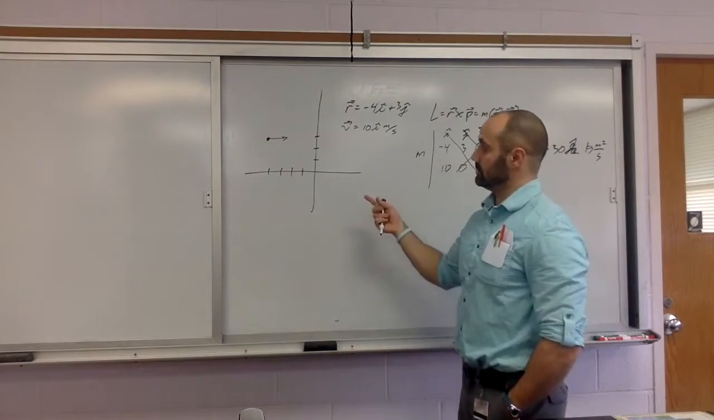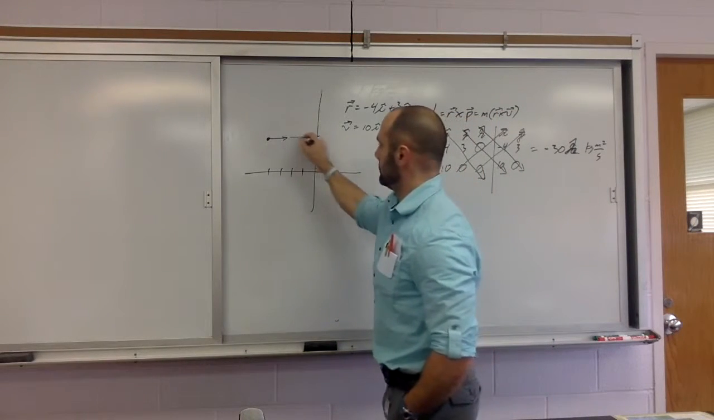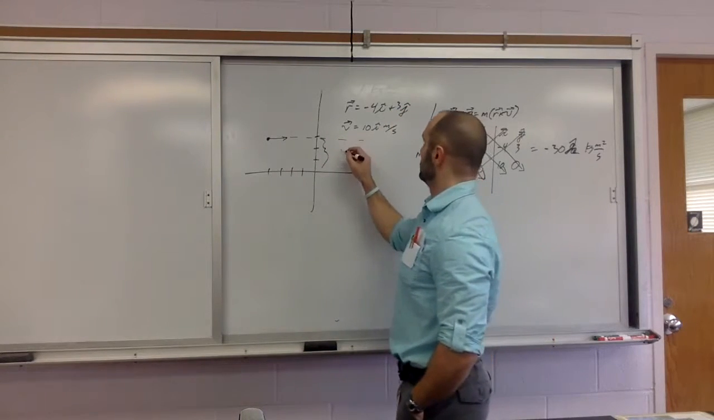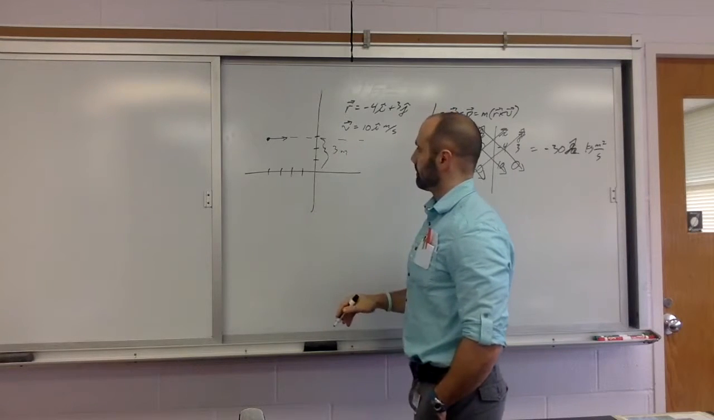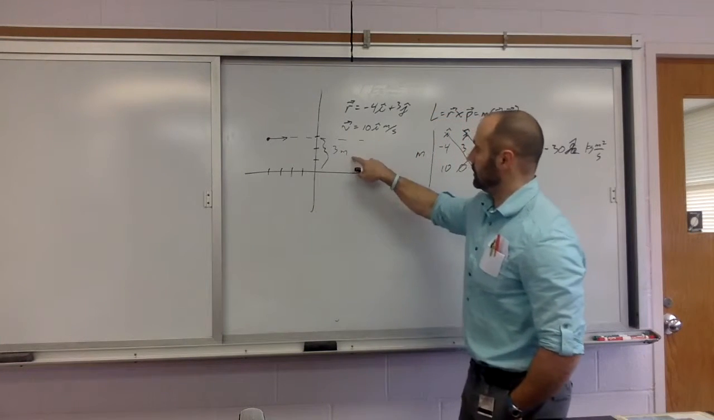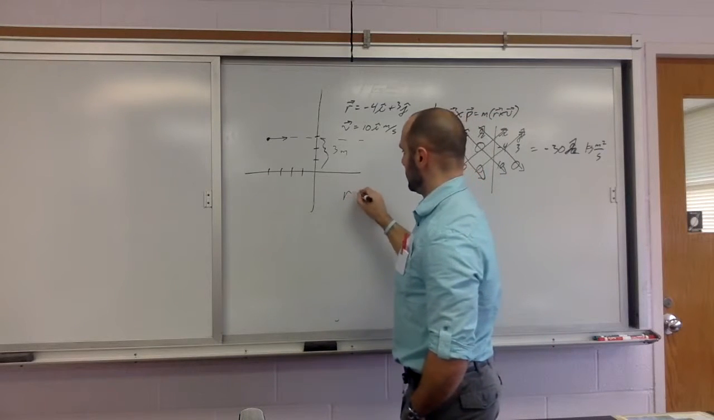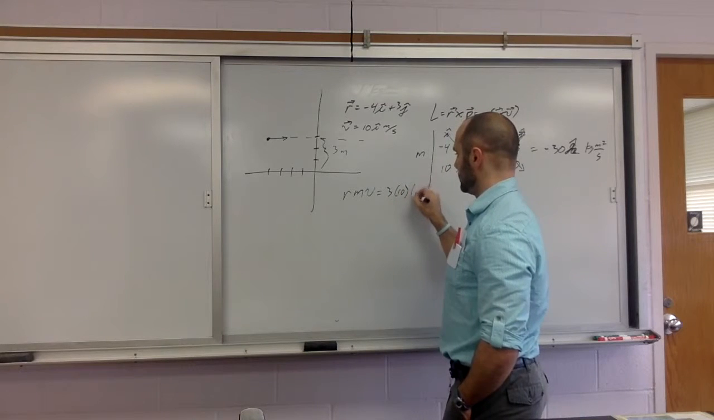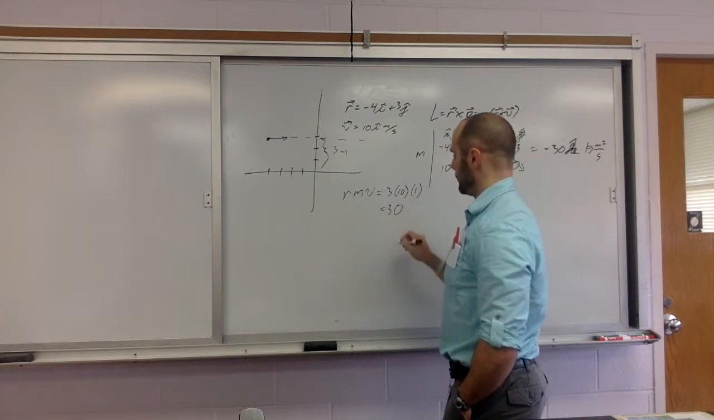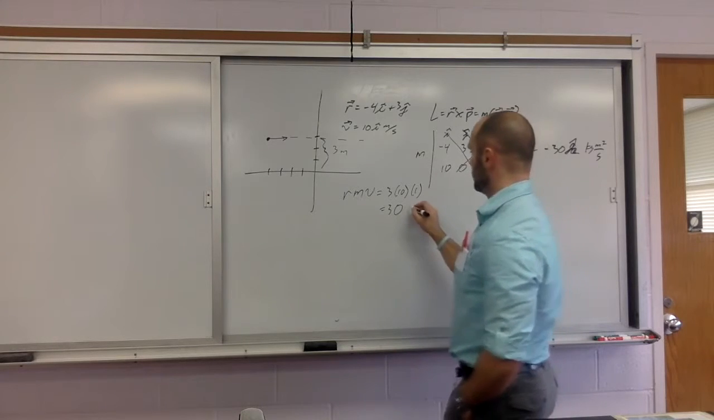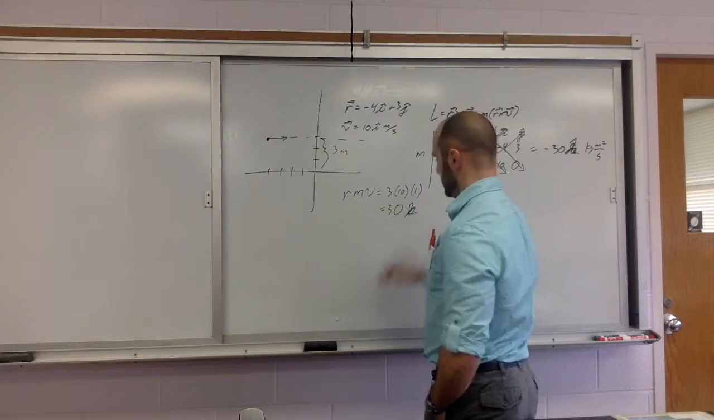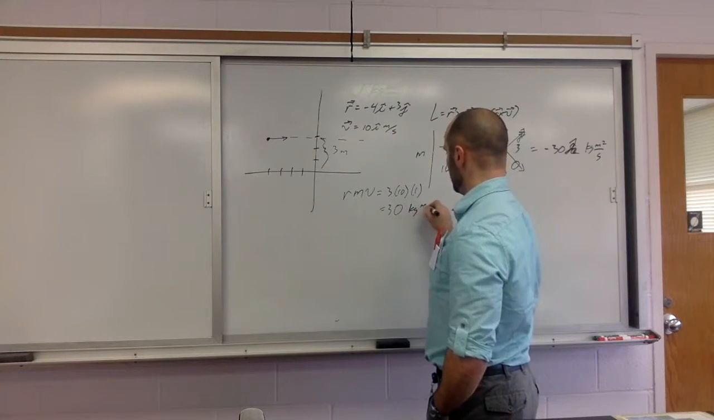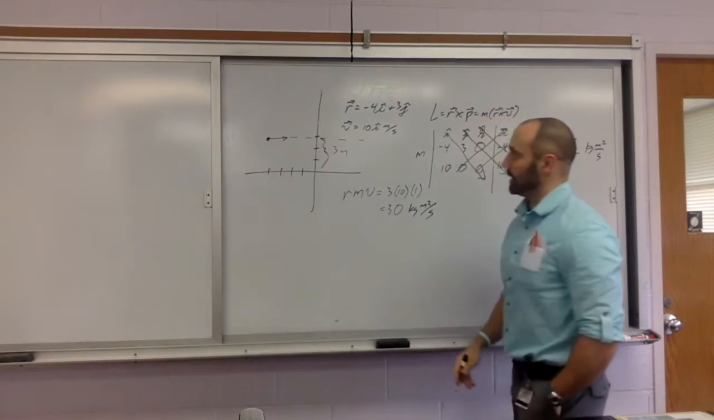Another way to do this would be to take this distance, right? If this is the velocity, this is the perpendicular distance. That's 3 meters. And so I would take r times v times m, right? r, m, v, which would be 3 times 10 times 1, that gives me 30. 30 kilograms meters squared per second, and in what direction?